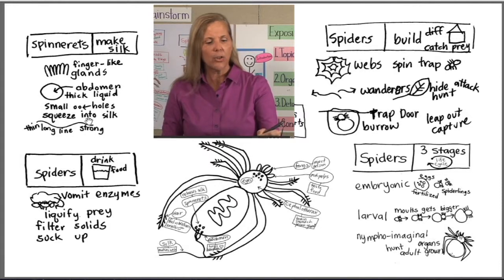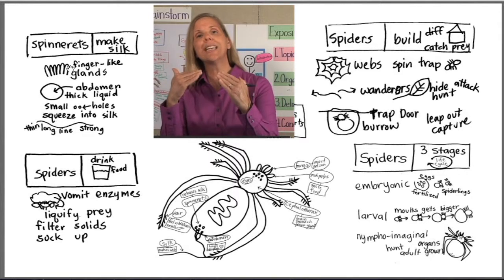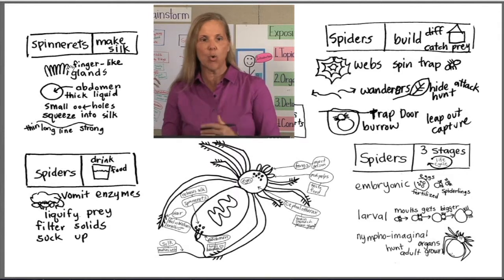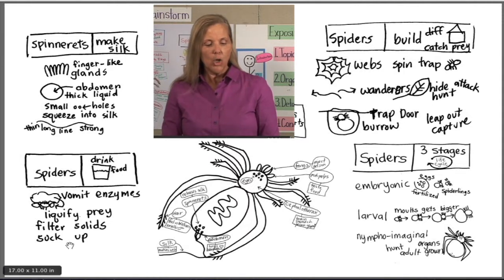Let's look at these details. Can they be in any order, or do they need to be in order? Oh, they need to be in order. So what happened here? And we said the spinnerets make silk. Let's go down to the bottom. Who or what is this information about?